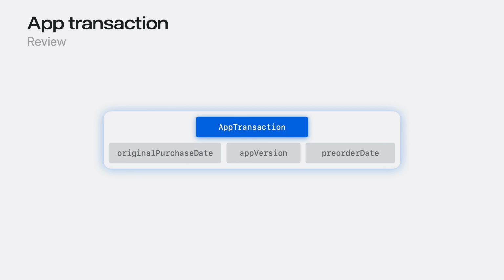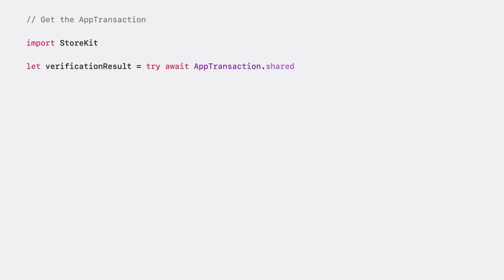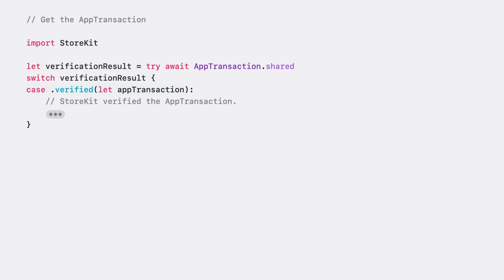You could, for example, use app version to prompt customers to upgrade their app to ensure they're running the latest version. To get an app transaction, query the AppTransaction.shared API and use a verified result. StoreKit automatically validates the JSON web signature for the app transaction and returns a verified value in the verification result. A verified app transaction means StoreKit was able to verify that the app transaction was signed by the App Store and that it belongs to your app and the customer's device.